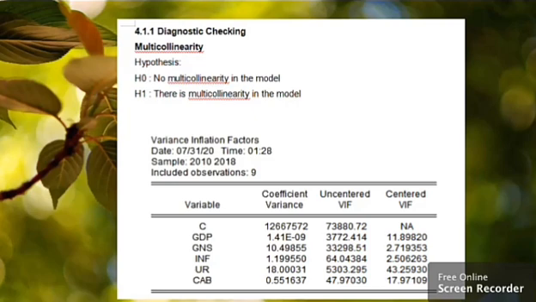Next is the diagnostic checking of multicollinearity. The table generated from EViews above shows the VIF values of the independent variables. There is multicollinearity among the variables as the VIF is more than 10, as stated by Gujarati and Porter, which is the GDP, UR, and CAB. This means that the null hypothesis is rejected since only 2 of the variables are less than 10. Therefore, there is multicollinearity in the model.